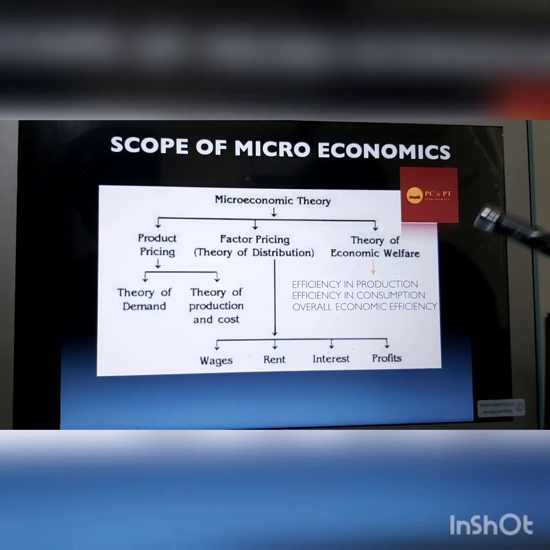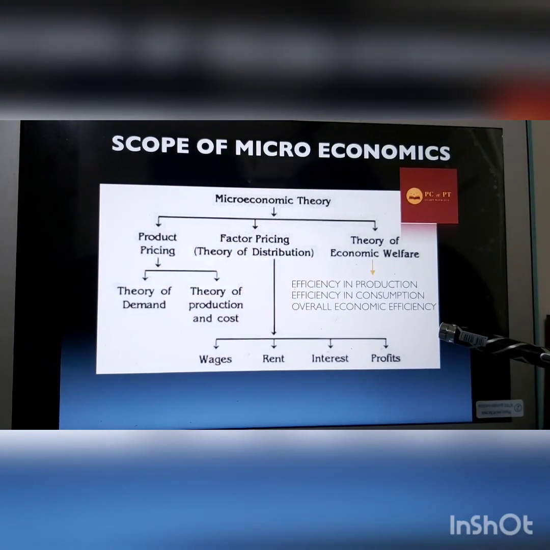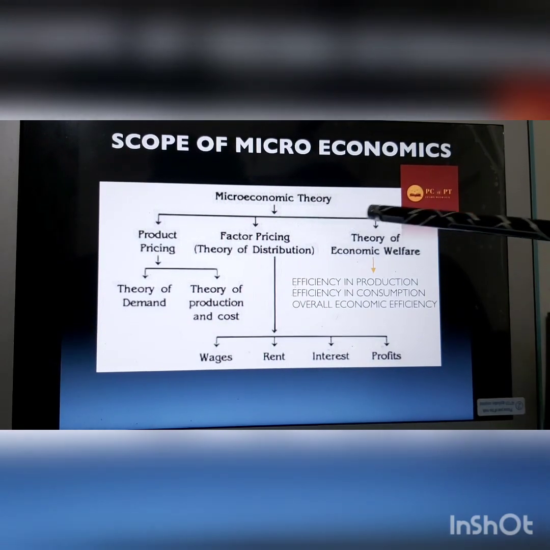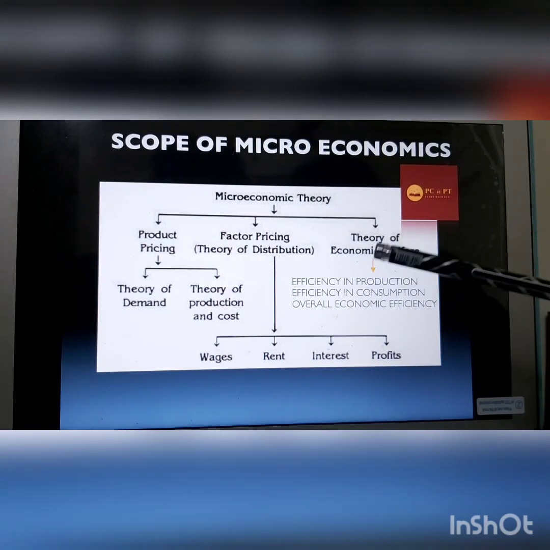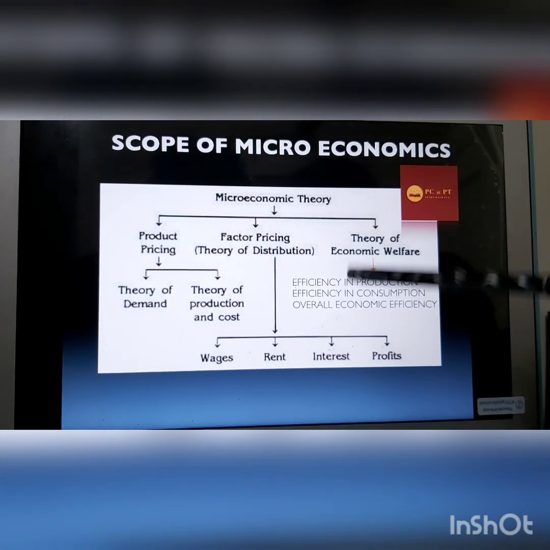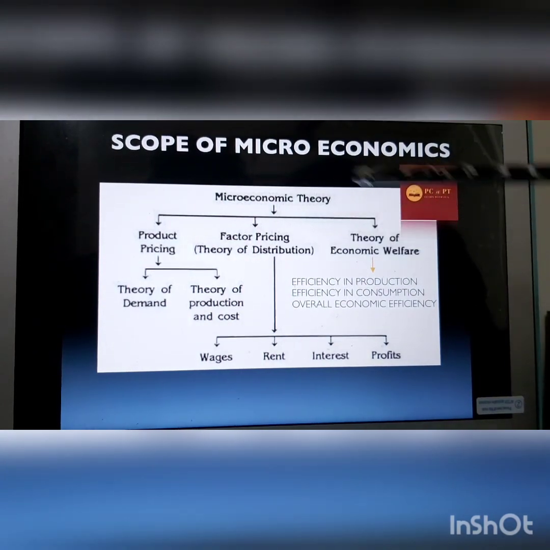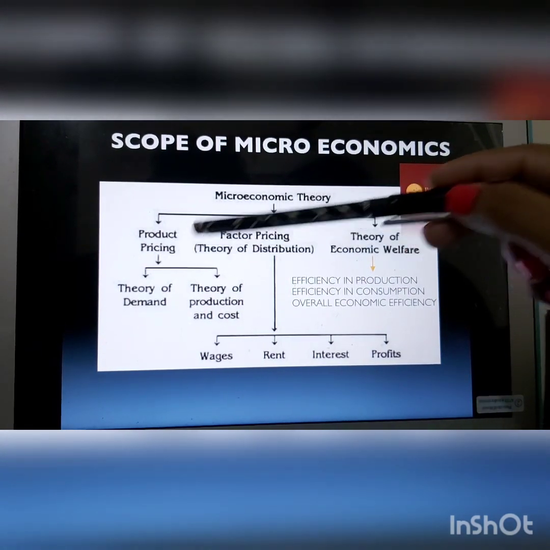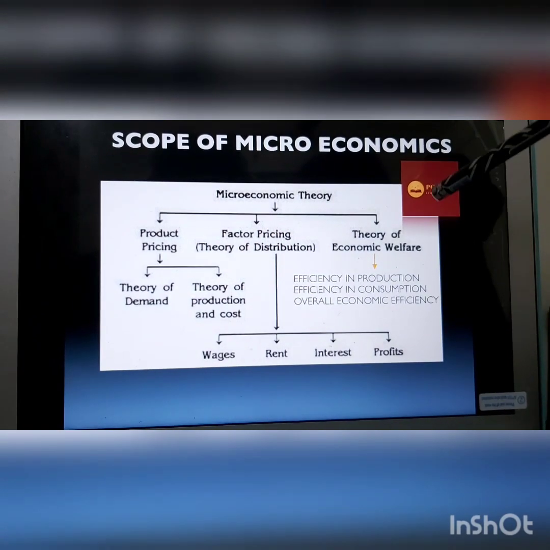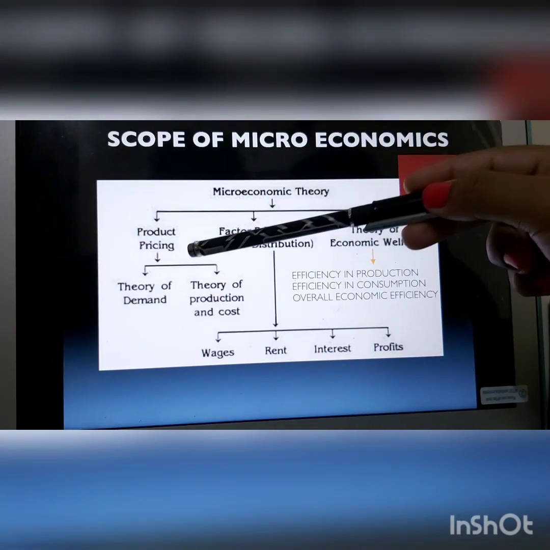Scope of microeconomics. This is another important answer which may come for 4 marks or 8 marks in your exam. So I am going to explain this in the form of a chart, but in the notes I have given the detailed explanation of each and every point. Scope of microeconomics is broadly classified into 3 different aspects. One is product pricing, second is factor pricing, third is theory of economic welfare. Let us come to the first part, that is your product pricing.